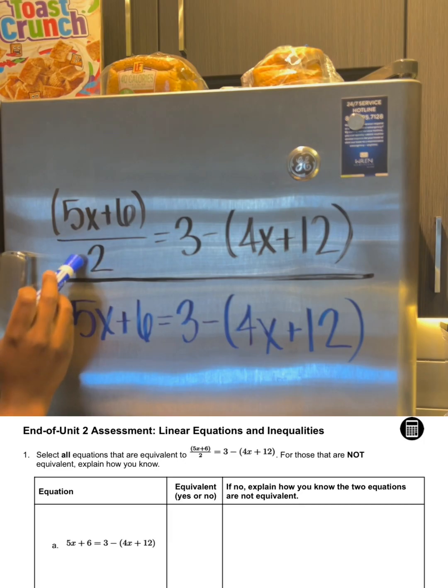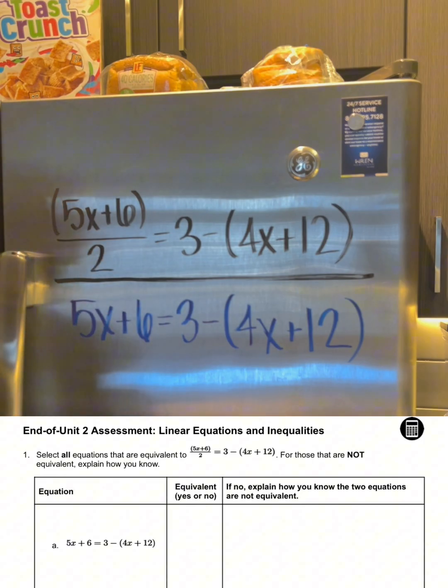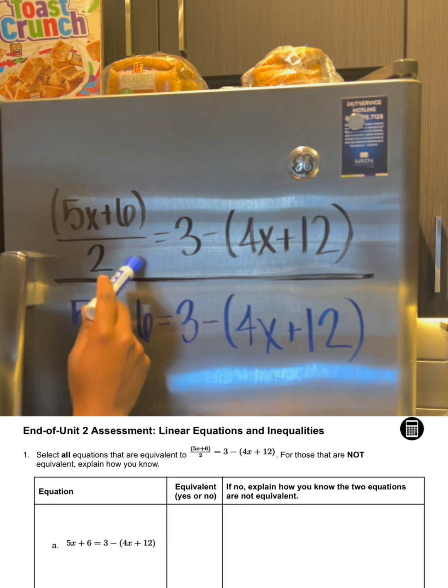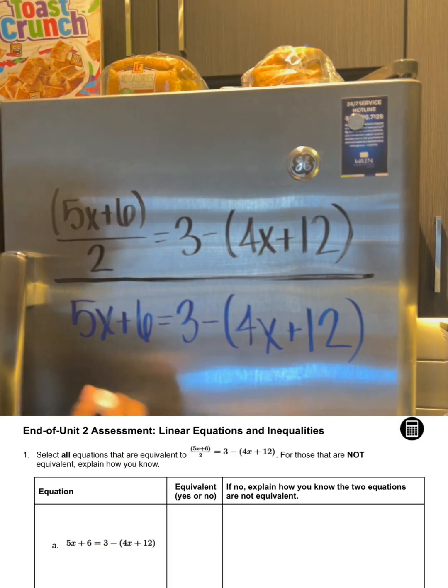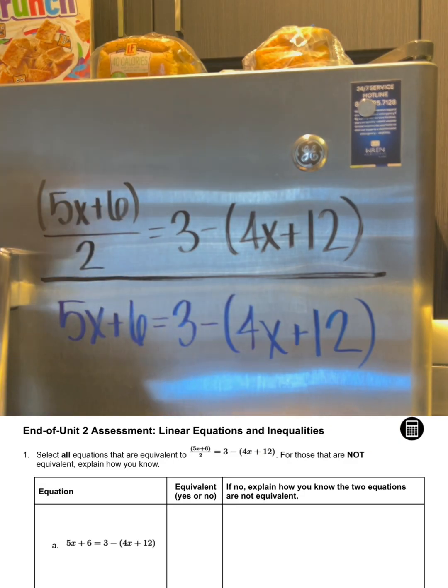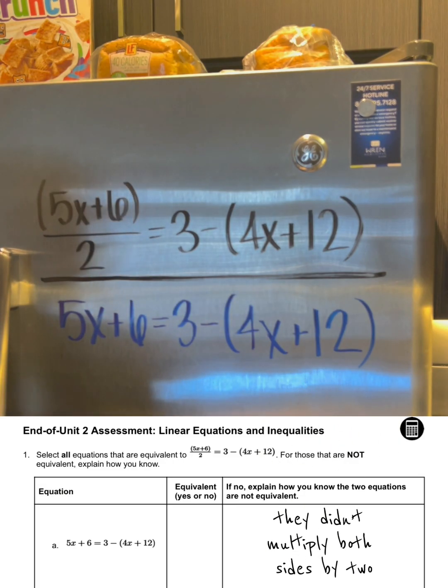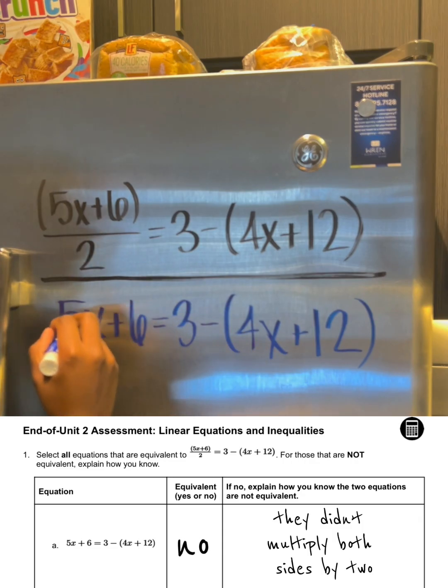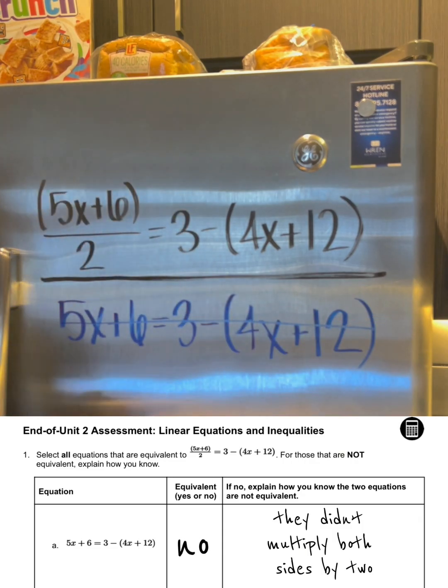In order to get rid of this 2, they had to do what? Multiply. Multiply by 2 to get rid of the denominator. Did we multiply by 2 on the right? Did we multiply by 2 on the right side? No. So A would be a no. This is not equivalent. Okay?